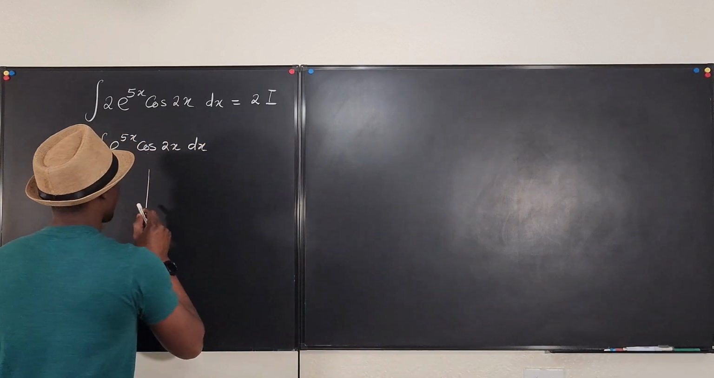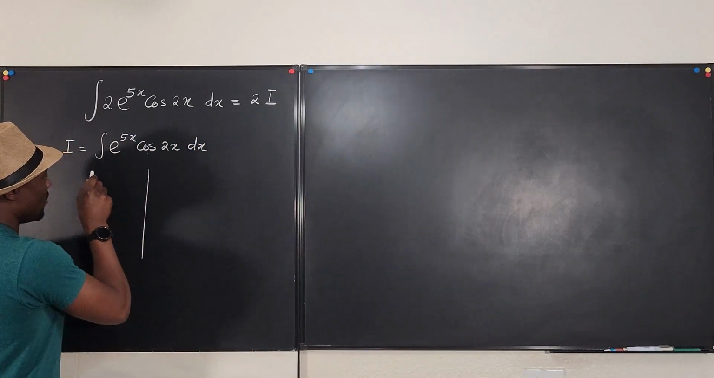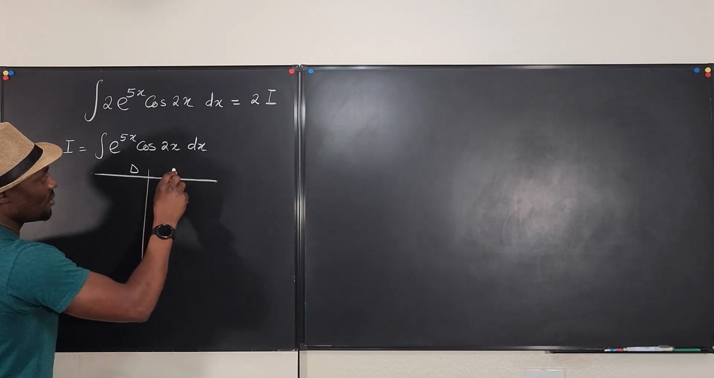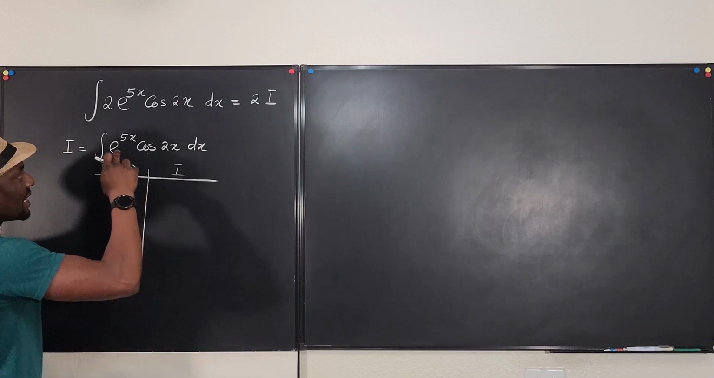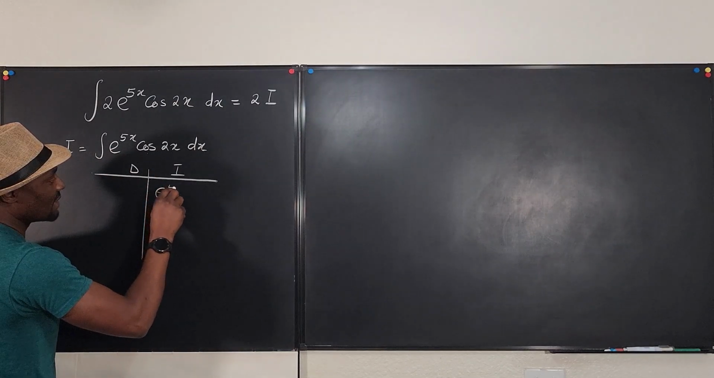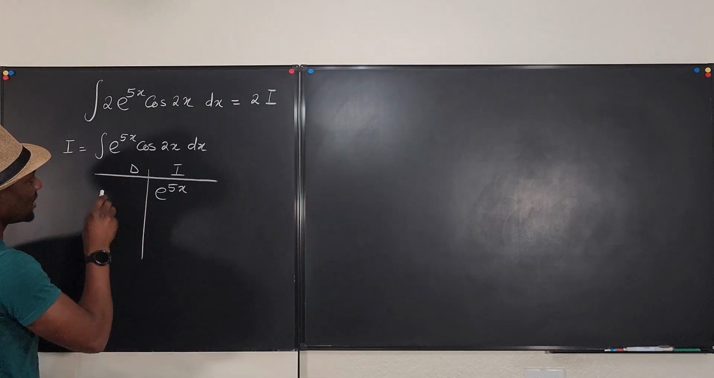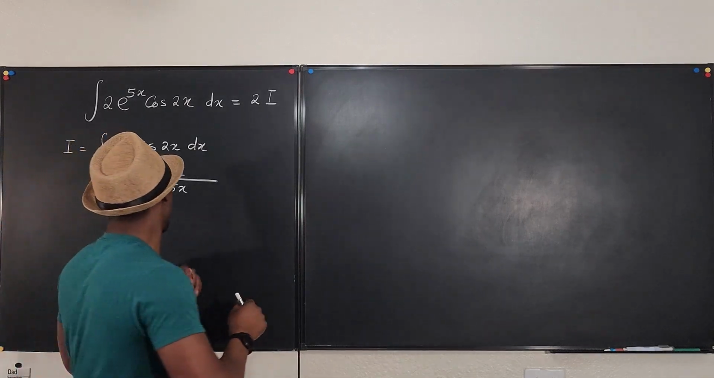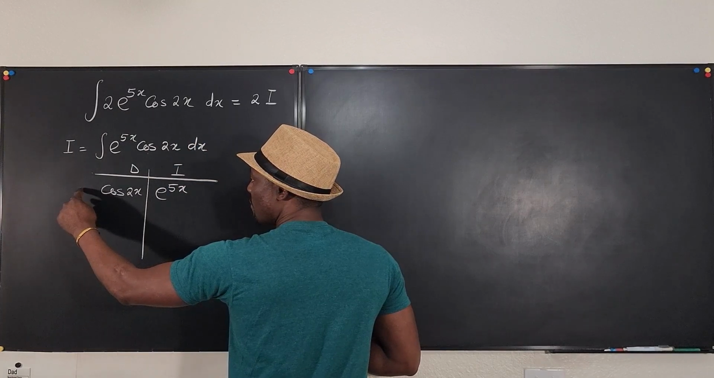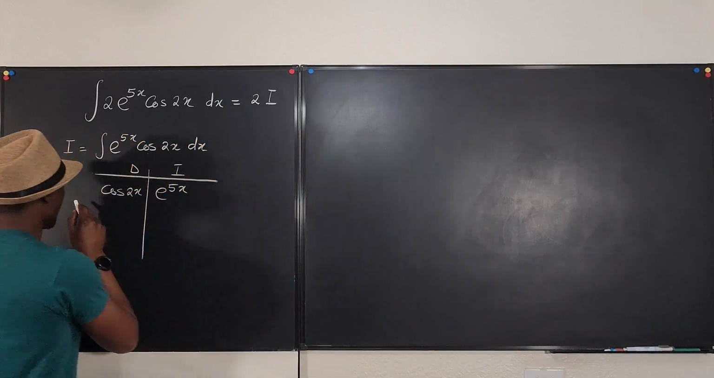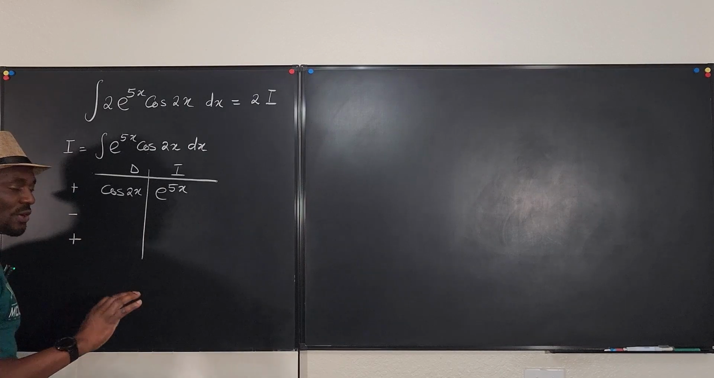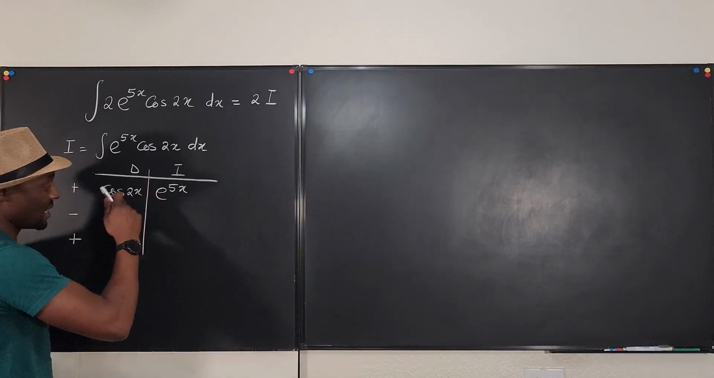So here, based on the LIATE ranking, I'm going to differentiate this, I'm going to integrate this. Well, what I'm going to integrate is e to the 5x, and what I'm going to differentiate is cosine of 2x. But remember that for this, you have to put your signs plus, minus, plus. I'm only going to do this 3 times because I know cosine is coming back.